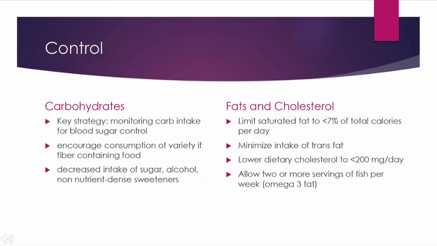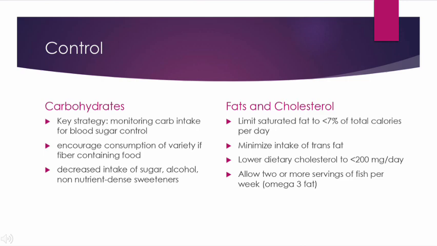Now, let us talk about controlling diabetes through diet. First, carbohydrates. Carbohydrate intake has the greatest impact on blood sugar levels. So monitoring carbohydrate intake is a key strategy. This does not mean eliminating carbohydrates. Instead, we focus on quality and quantity. Patients should be encouraged to eat high-fiber carbohydrates such as whole grains, vegetables, and legumes. At the same time, they should reduce intake of sugar, refined carbohydrates, and sugary drinks.